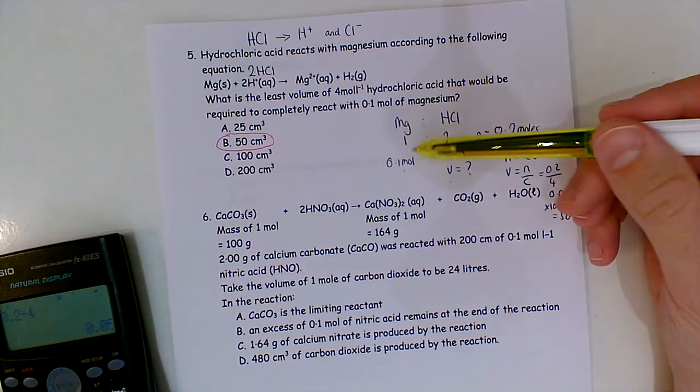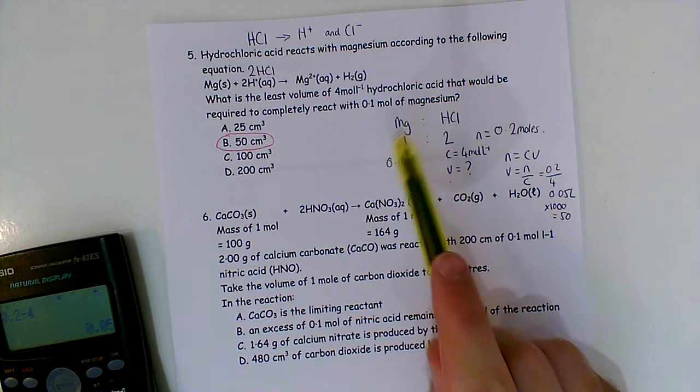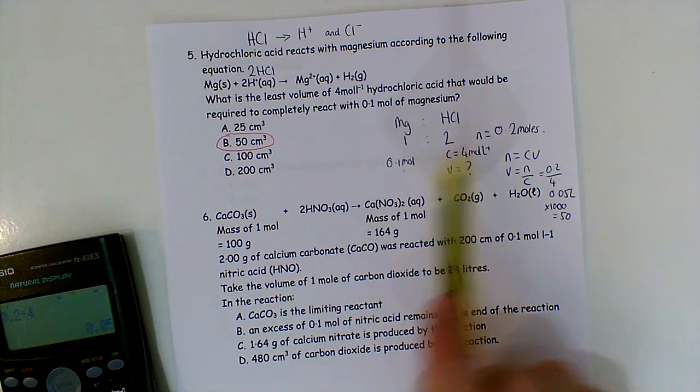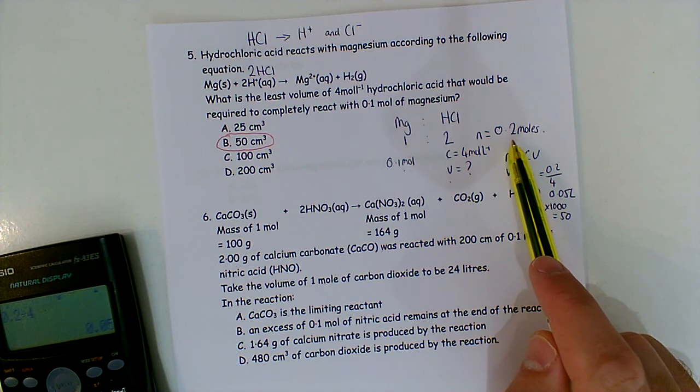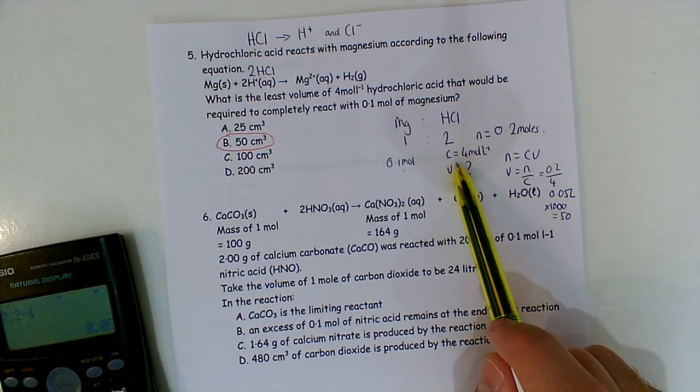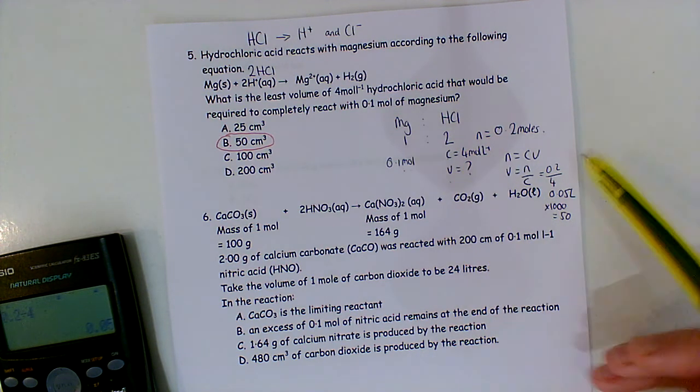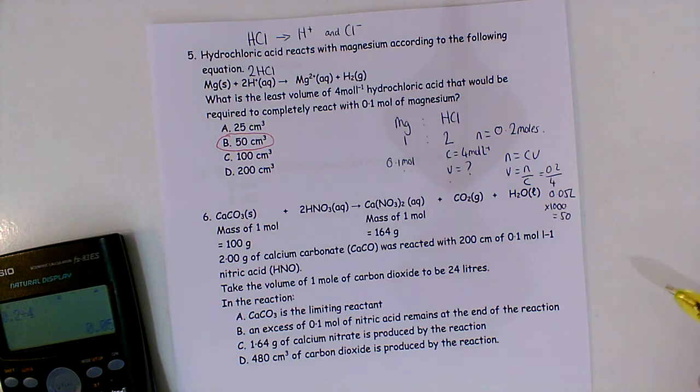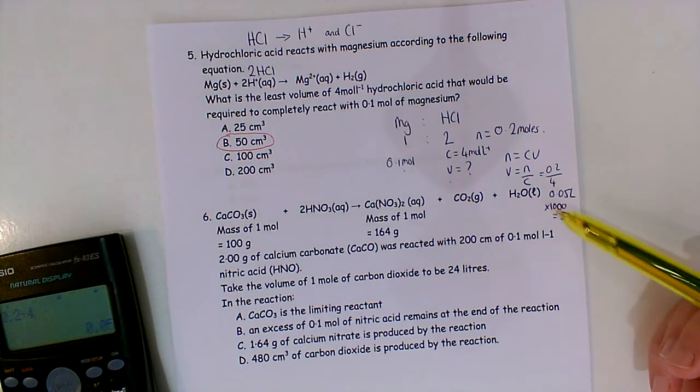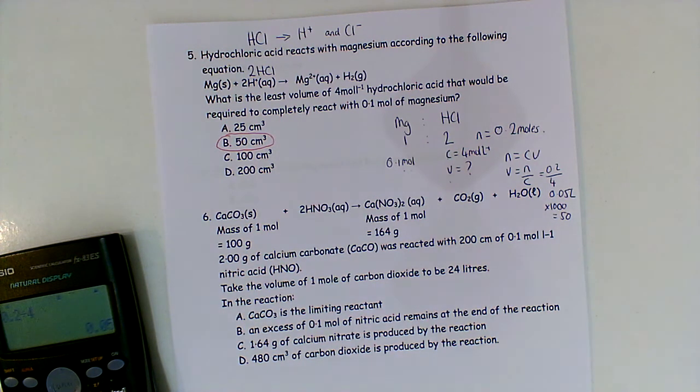So the key is, what is the molar ratio? We're given the number of moles of magnesium, so we can work out the number of moles of hydrochloric acid. And we've also been given a concentration. So it's a National 5 calculation, n equals CV, so V equals n divided by c.